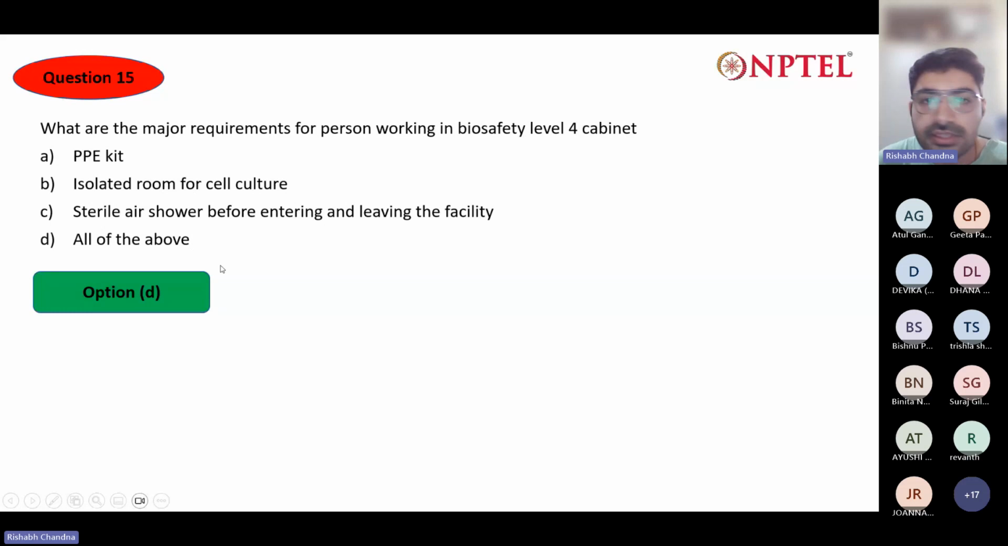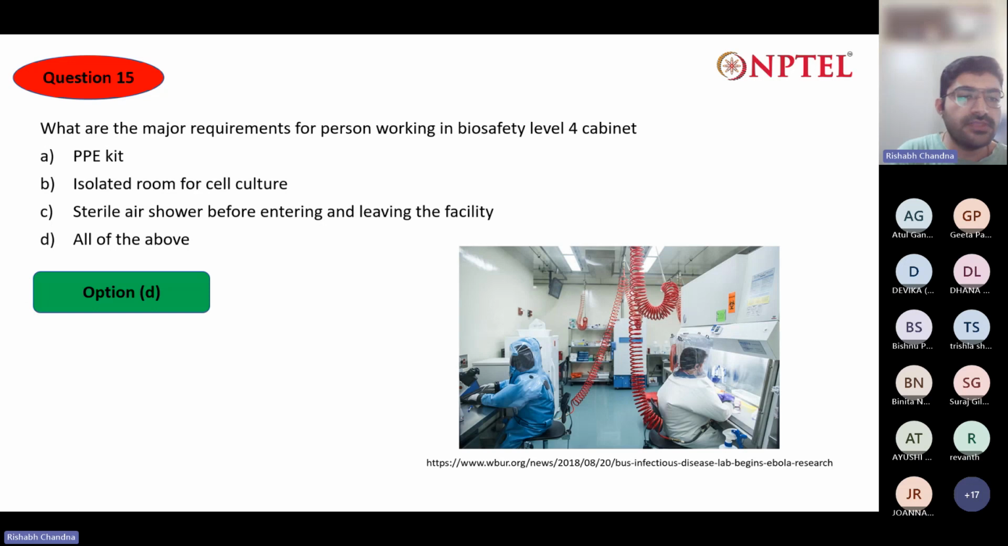Starting with the room that we have, here is a picture of the BSL-4 cabinet that people are working with. They are wearing a PPE kit, that is personal protective equipment. As you can see, there are wires connected to this instrument, because these PPE kits are really airtight, so we have to maintain a proper flow of air in these cases.